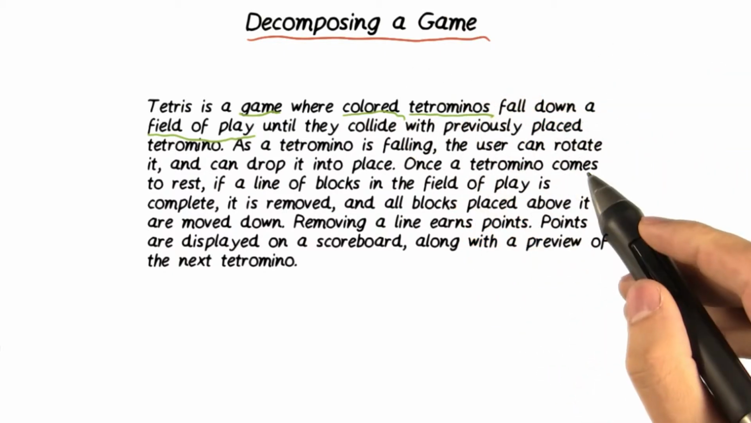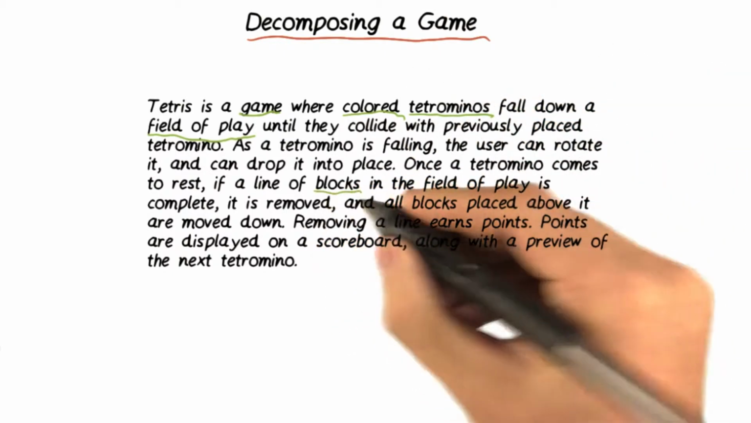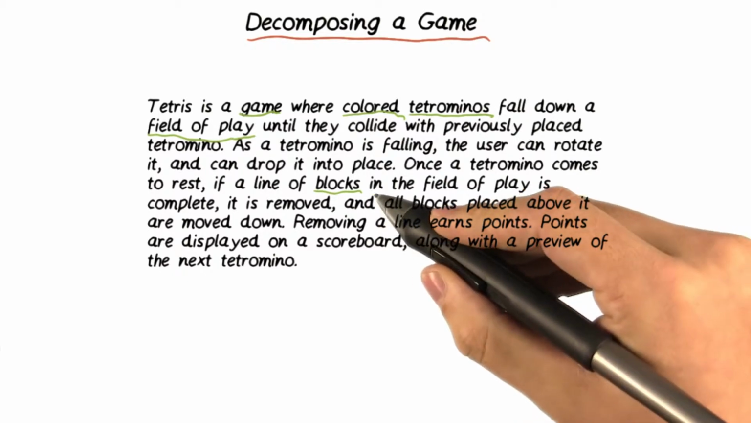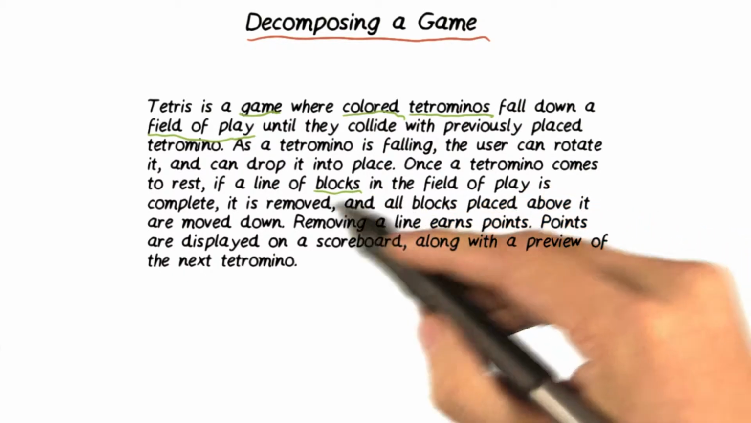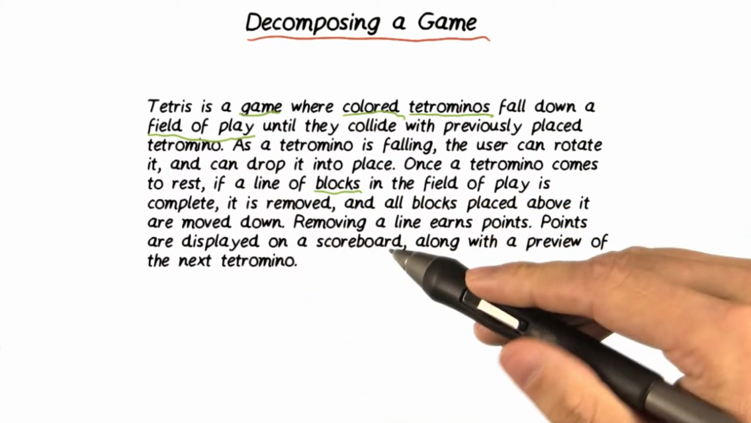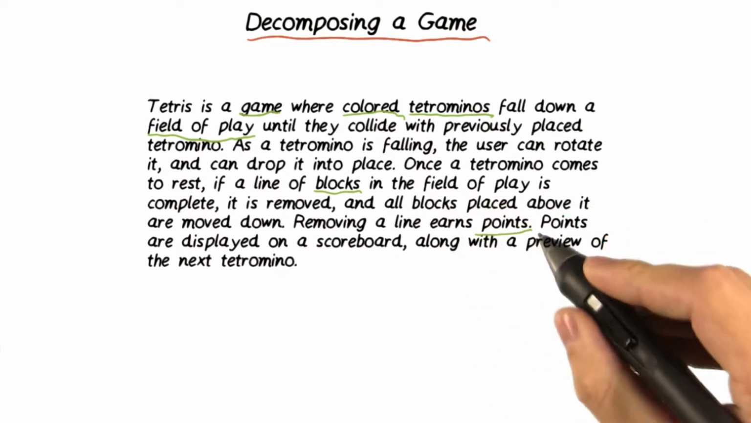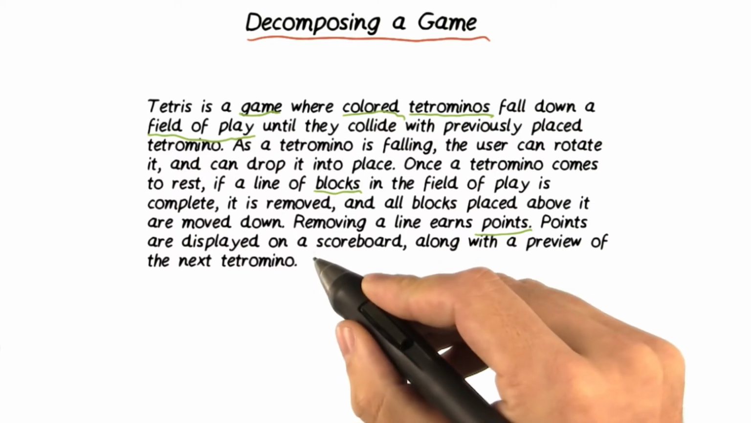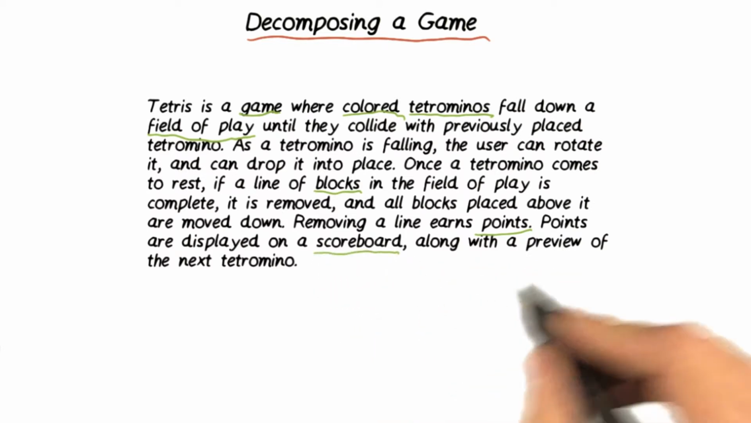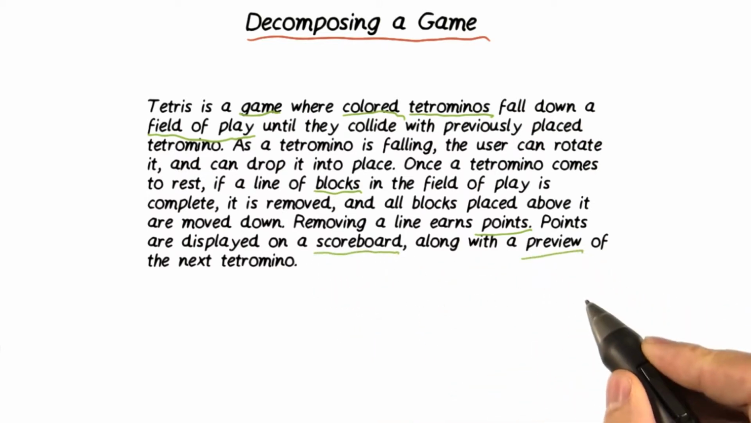Scanning through some more nouns, we find blocks. All right, so we might want a class for blocks, or perhaps blocks is just part of the field of play. I don't know, it's hard to say how to design it best. Then we see we have points. We need a class to represent how many points we have. We'd also need a scoreboard to display those points, and we need this whole preview pane thing.